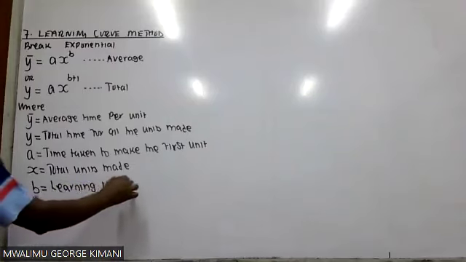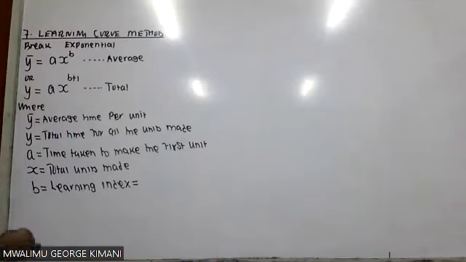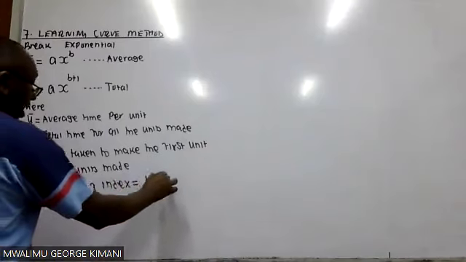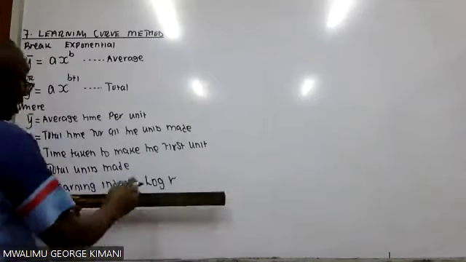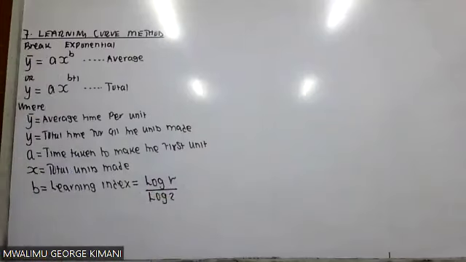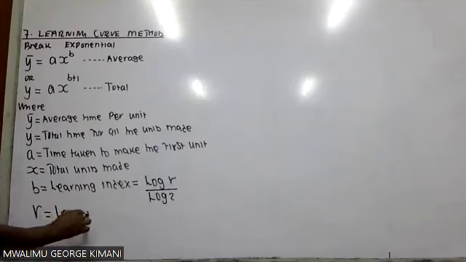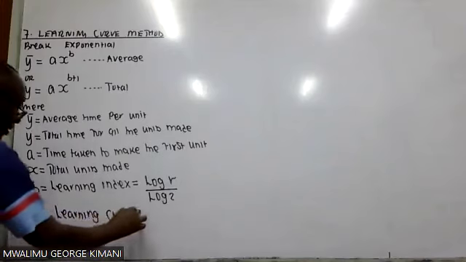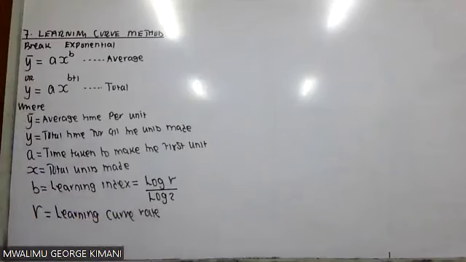And this running index is given as the logarithm of R divided by the logarithm of 2, where R is the running curve rate.